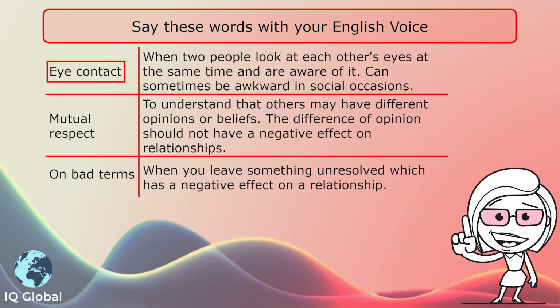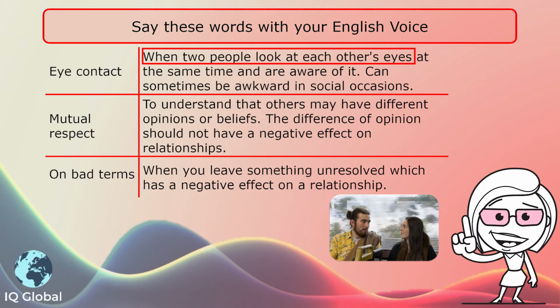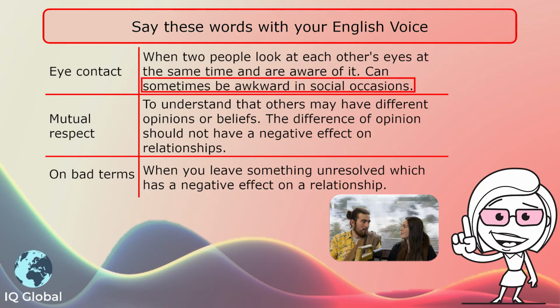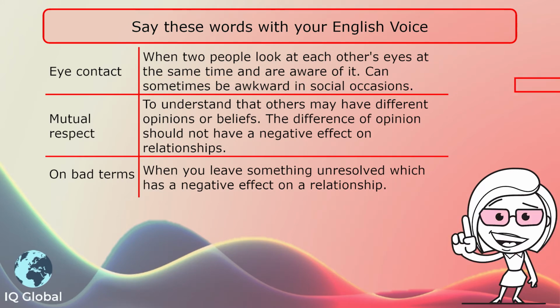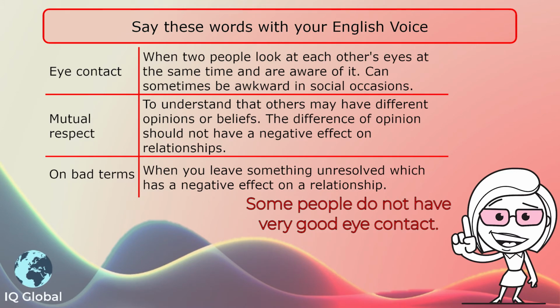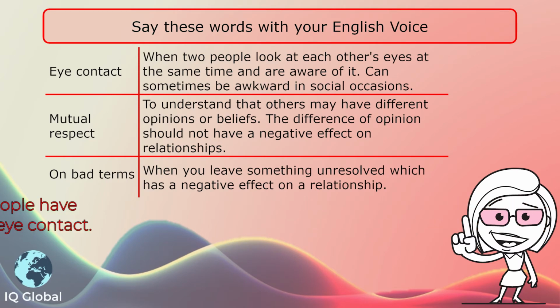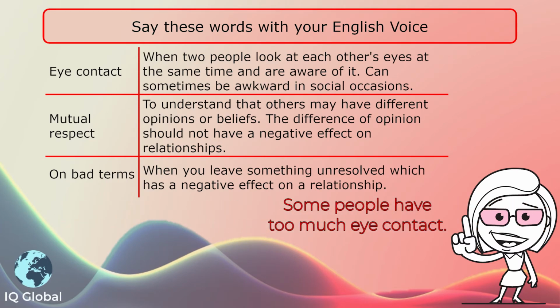Eye contact. When two people look at each other's eyes at the same time and are aware of it, it can sometimes be awkward in social occasions. Sometimes some people do not have very good eye contact, and this can be awkward, or they may have too much eye contact, which can also be awkward in a social occasion.